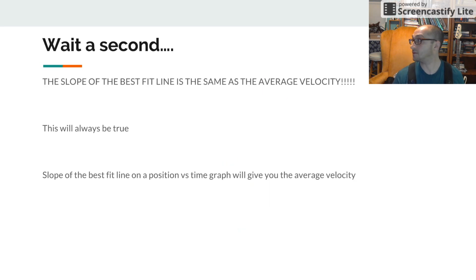All right, which means, of course, that my best fit line slope is the same as my average velocity. That will always be true. If you take your position and your time and you graph it, and you make the best fit line, and you find the slope of that best fit line, that slope will be the average velocity.